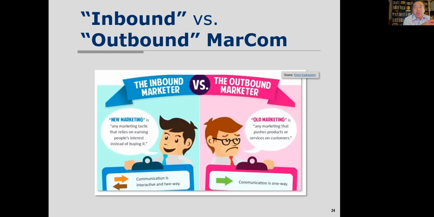We have two types of marketing communications. We have inbound marketing and outbound marketing. Inbound marketing is any marketing tactic that relies on earning people's interest instead of buying it. Communication is interactive, two-way. Outbound marketing is more like the old marketing, where it's any marketing that pushes products or services onto customers. That would be the classical commercials, print advertisements, advertisements on the roads, or outdoor advertising in the airports. The communication is one way. So more and more marketing is going into what's called inbound marketing, where you are engaging with customers, particularly with social media, to create that engagement and interactivity.